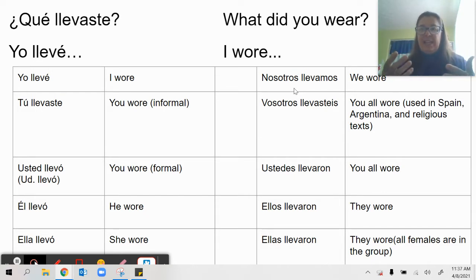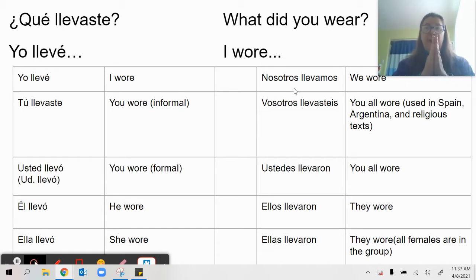So if you're a kinesthetic person and you want to roll some dice, uno would be yo, dos would be tú, two, get it? Two, dos. Tres would be usted, él, ella. Nosotros would be llevamos. That would be cuatro. Cinco would be vosotros. Seis would be ustedes, ellos, ellas. There's also patty cake. Ready?